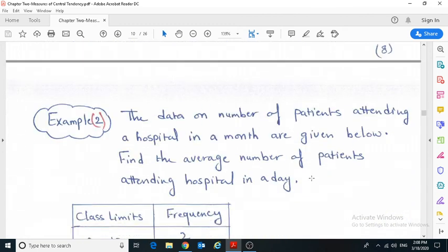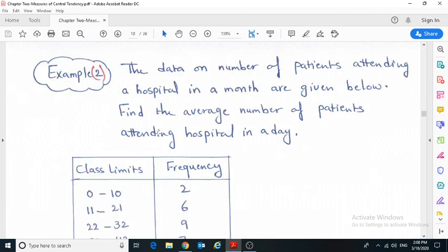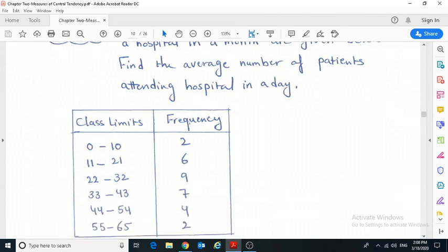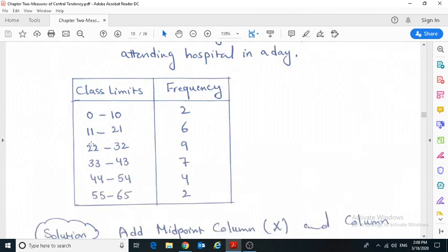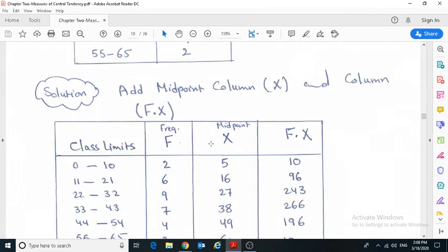Another example, how to calculate the arithmetic mean for the frequency table. We have patients attending a hospital. We have class limits, 6 classes, with frequencies. The same as the above example, we have to add 2 columns, x and fx.